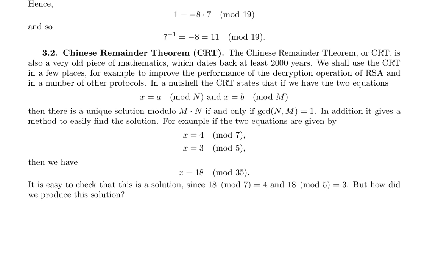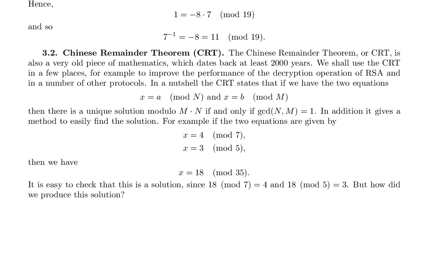In a nutshell, the CRT states that if we have the two equations, x = a mod n and x = b mod m, there is a unique solution mod m times n if and only if the greatest common divisor of n and m is 1. In addition, it gives a method to easily find the solution. For example, if the two equations are given by x = 4 mod 7 and x = 3 mod 5, then we have x = 18 mod 35.